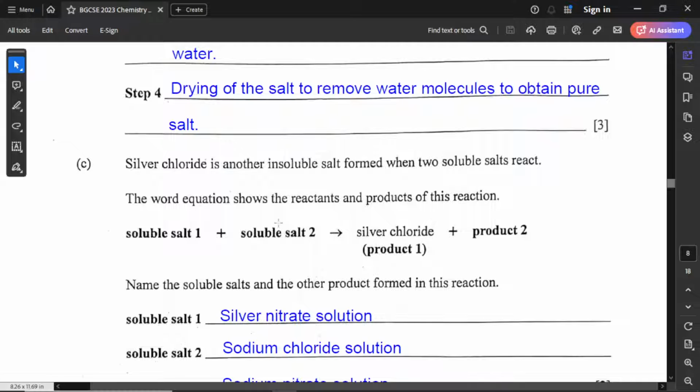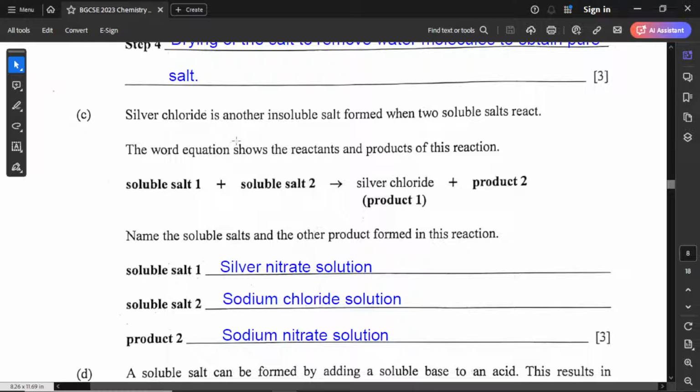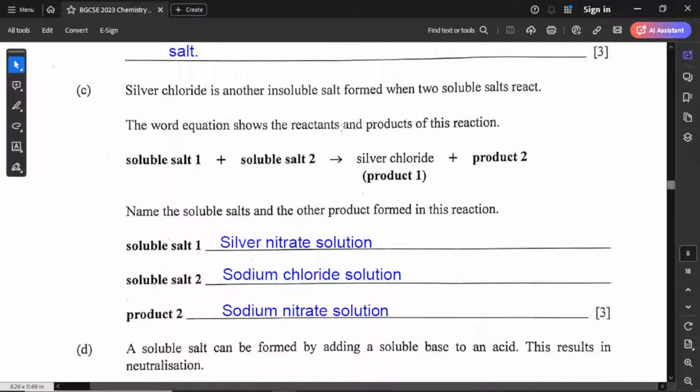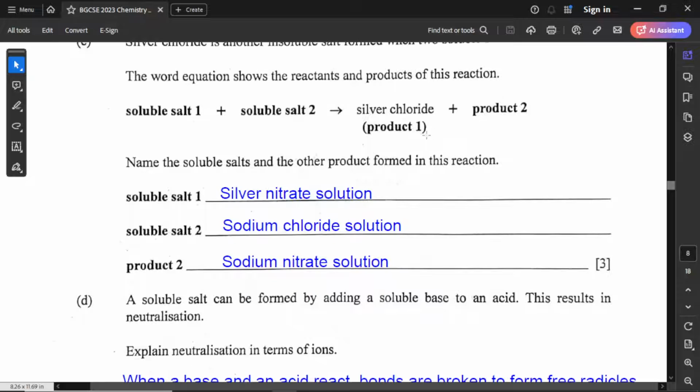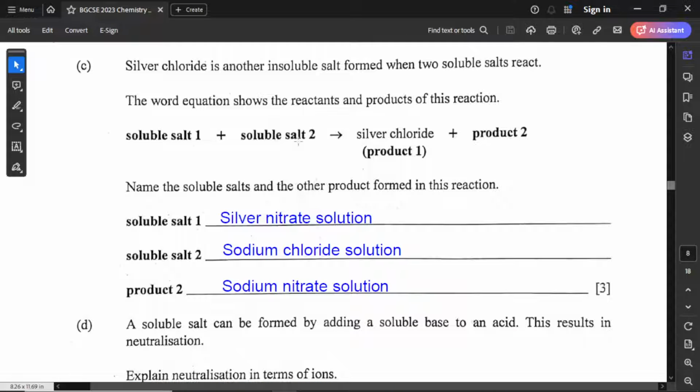For part C, it said silver chloride is another insoluble salt formed when two soluble salts react. The equation shows the reactants and products of this reaction. We have soluble salt 1 plus soluble salt 2, and then we get silver chloride, which is product 1, and we get product 2 after. Notice we have only two soluble salts, and the important thing is that we get silver chloride. It said, name the soluble salts and the other product formed in this reaction.